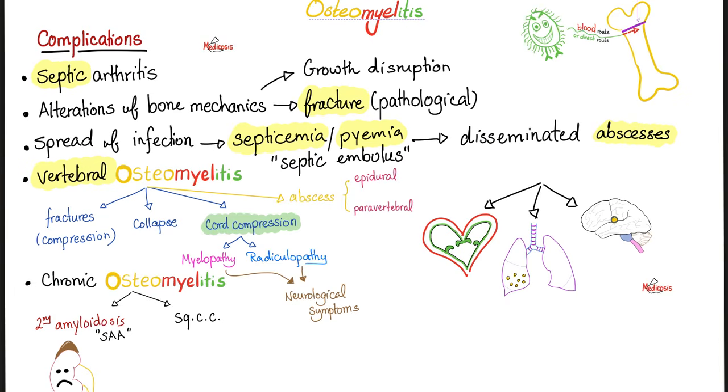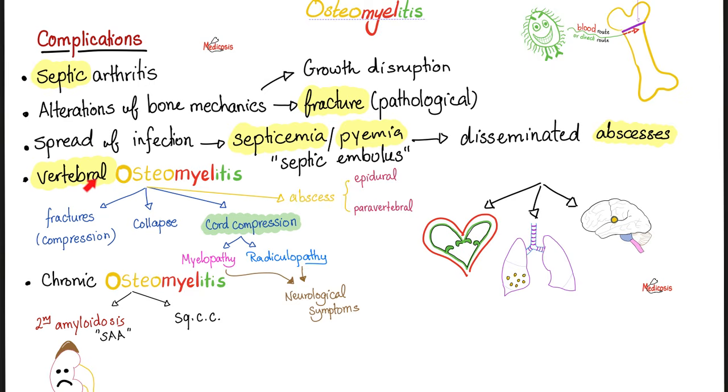Complications of osteomyelitis. This is infection of bone and bone marrow. Bones are related to joints. They are very close. Therefore, septic arthritis, inflammation of joints. Say goodbye to my bone. Fractures, spread of infection, septicemia, pyemia. Don't say pus in the blood. It's just a septic embolus in the blood, made of staph, of course.